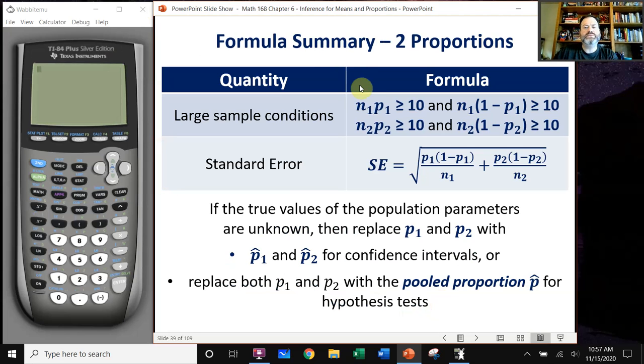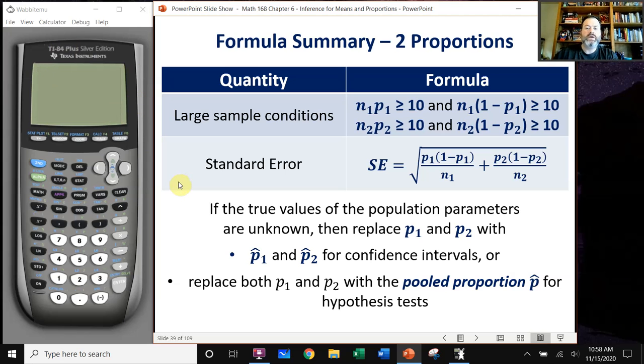We just have to check them twice, right? Because there's two samples. So we need to check N1 P1 greater than 10, N1 times 1 minus P1 greater than 10. And same thing, but for the other sample. The standard error looks similar, but it's not the same. Instead of just one of these, we have two of them. And as always, we can use our graphing calculators to build that to look exactly the way we want it to look.